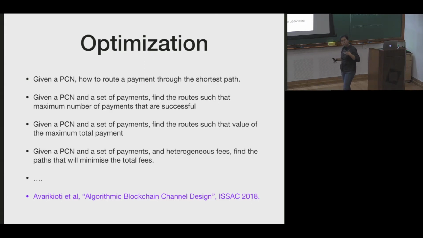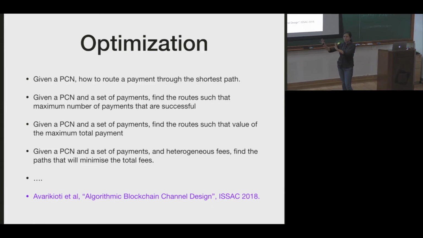So these are various problems that can be derived from the classical network optimization problem. If you have a payment, how to minimize the total fees, and so on. If you have different nodes charging different fees, how do we minimize the fees? And if you look into this work, algorithmic blockchain channel design, it says what would be a good strategy from the designer's perspective to design such networks for optimizing various metrics.